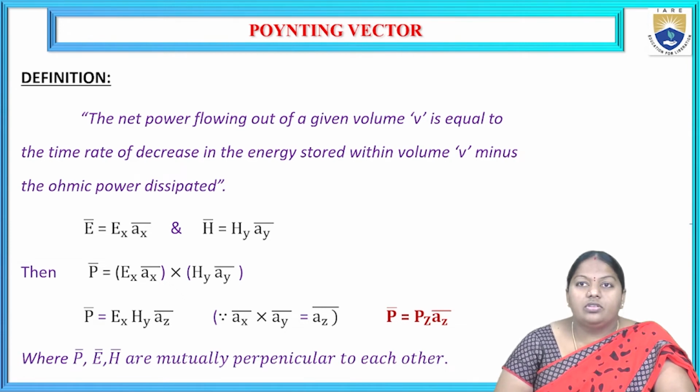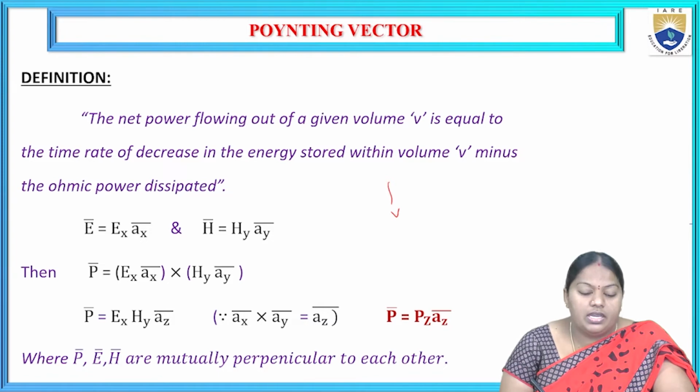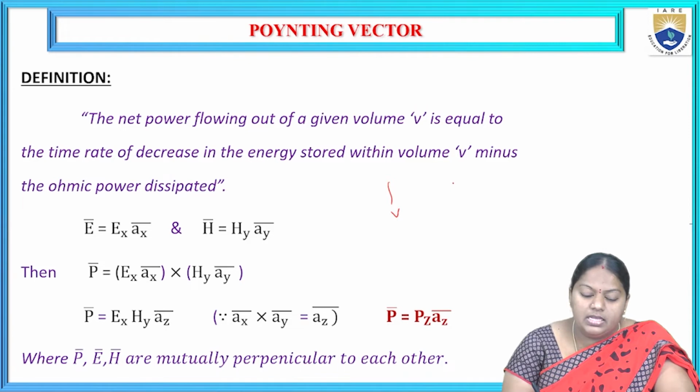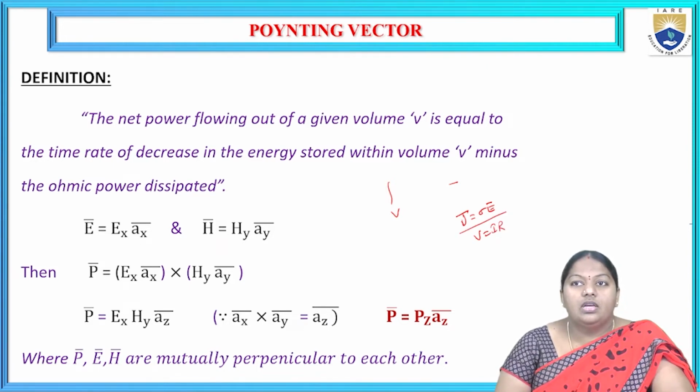see, first, according to the definition of the Poynting theorem, the net power flowing out of a given volume is equal to the time rate of decrease in the energy stored within the volume minus the ohmic power dissipated. Ohmic power dissipated means, according to Maxwell's equations, what is the formula for ohmic power? That is J equal to sigma into E. As it is analogous to Ohm's law, that is V equal to IR, nothing but in the fields, that is J equal to sigma into E bar.